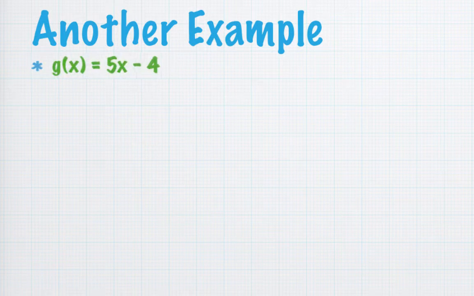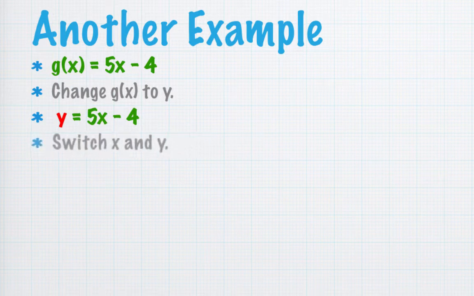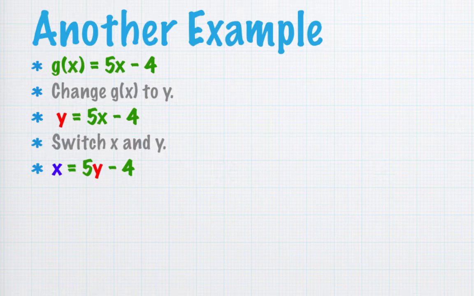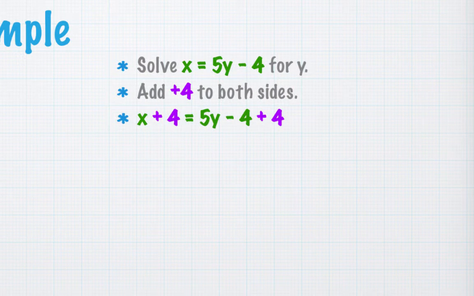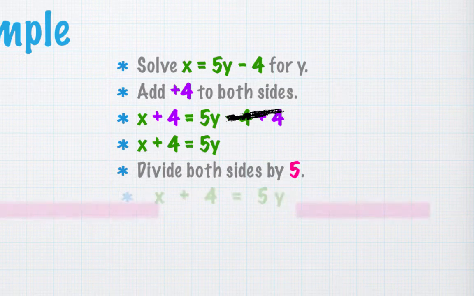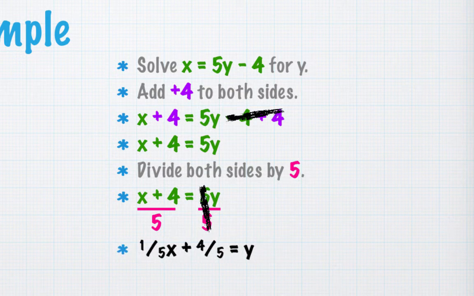Okay, one last example. g of x equals 5x minus 4. Change the g of x to a y, so I get y equals 5x minus 4. Switch the x and the y, so I get x equals 5y minus 4, and solve for y. That means I need to add 4 to both sides, so I get x plus 4 equals 5y minus 4 plus 4, which cancels. So I have x plus 4 equals 5y. Divide both sides by 5, and I get x plus 4 over 5 equals 5y over 5. The 5's on the right will cancel out, so I have 1/5 x plus 4/5 equals y, or y equals 1/5 x plus 4/5.